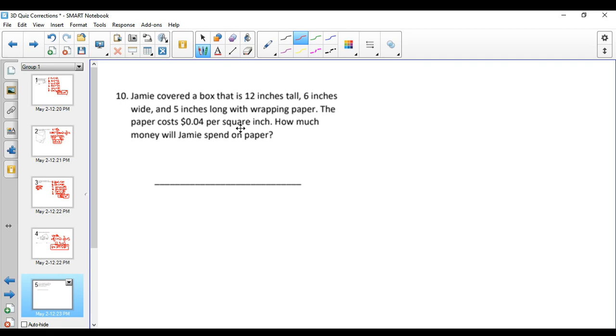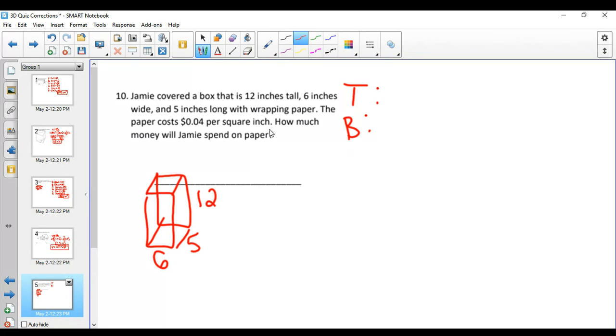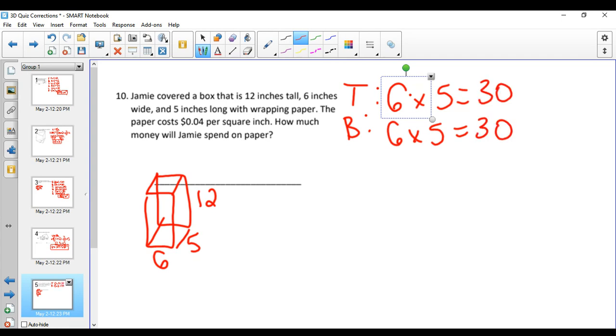First, let's draw a visual here just so we have something to go by and label the sides. It says 12 inches tall, 6 inches wide, and 5 inches long. So we want to find the surface area. Let's go ahead and look at our 6 faces. We'll start with top and bottom. This bottom face is 6 by 5. So I'm going to do 6 times 5 for both of those, which gives us 30. Now let's do left and right. This right face right here is 5 by 12. So we're multiplying 5 by 12, and that gives us 60.